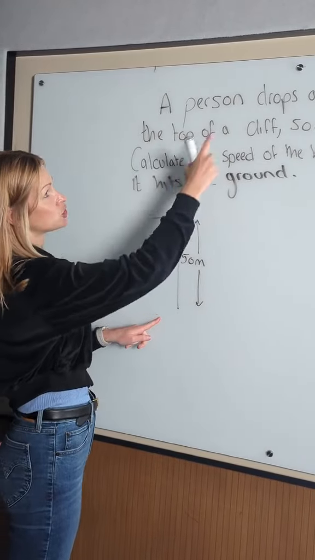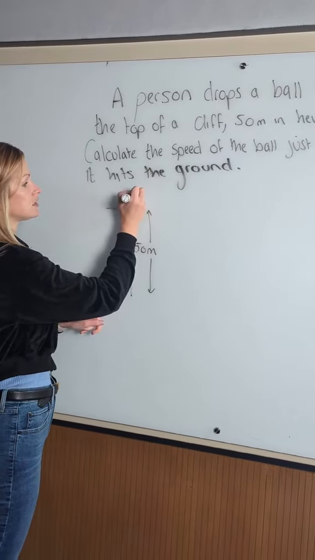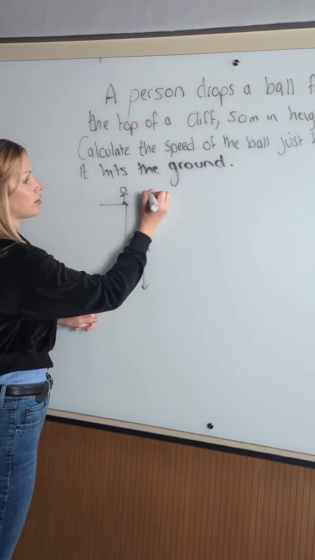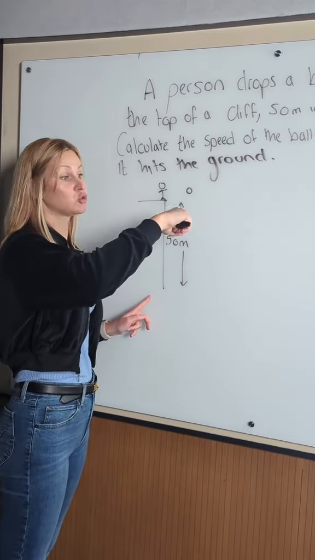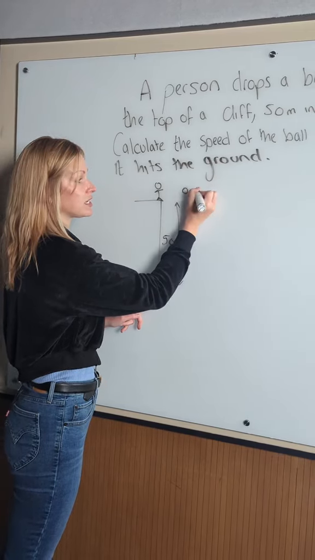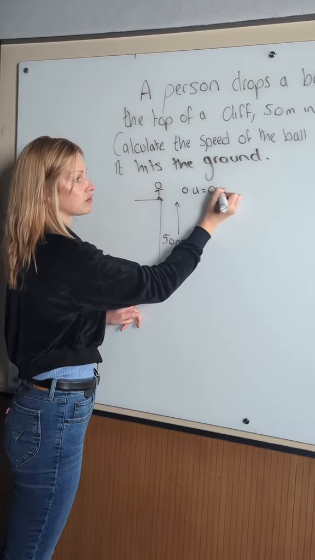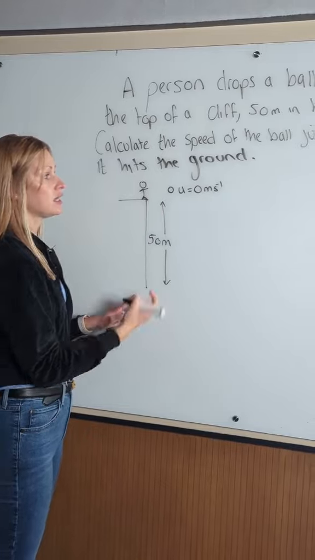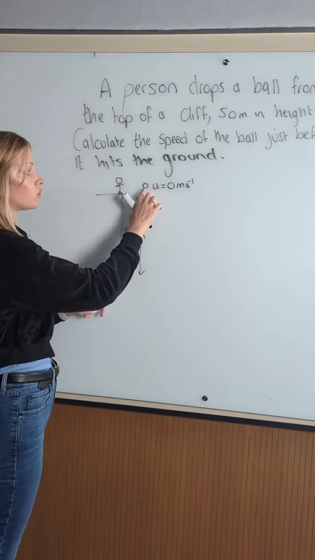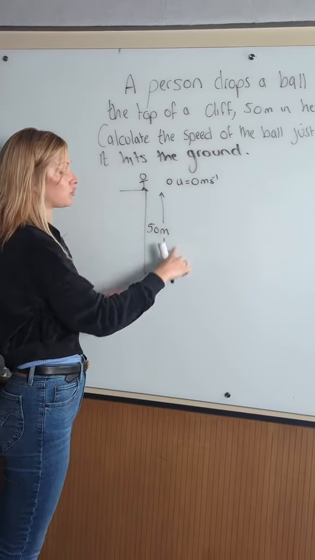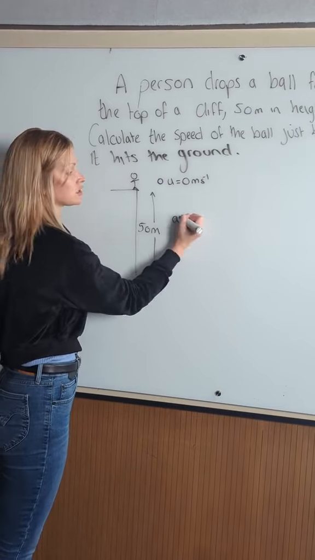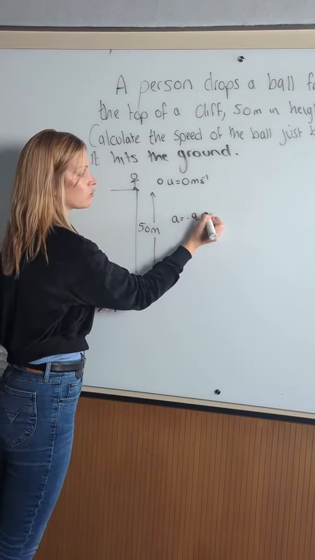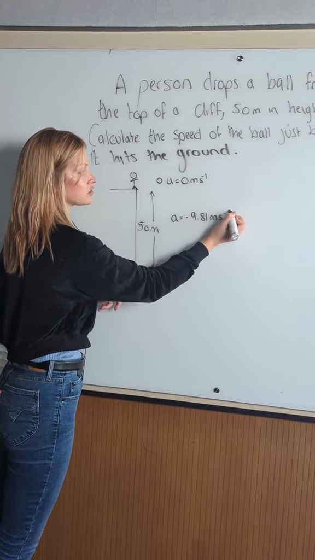Then it says a person drops a ball. So I've got a person standing here and they're going to drop a ball. The first thing I know is that if I have a ball in my hand and I drop it, the starting or initial speed is going to be 0. Then as I drop the ball, the only force acting on it is the downward force due to gravity. So I know the ball is going to accelerate downwards at negative 9.81 meters per second squared.